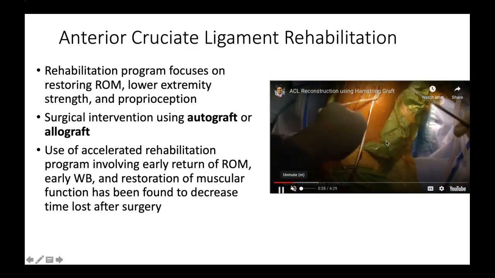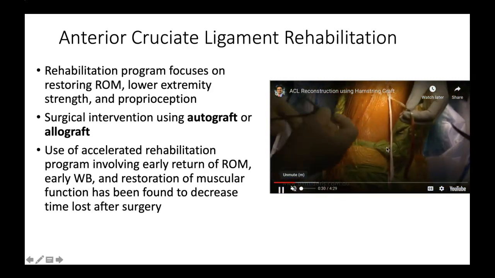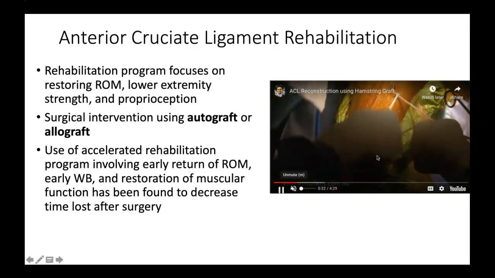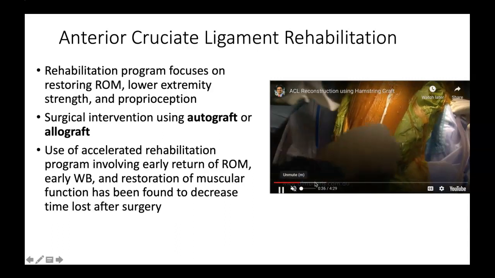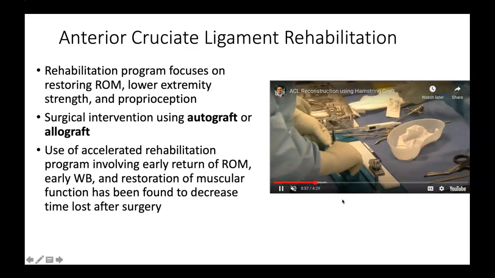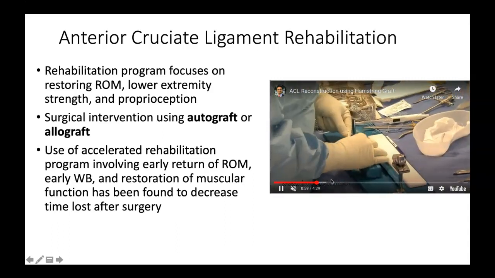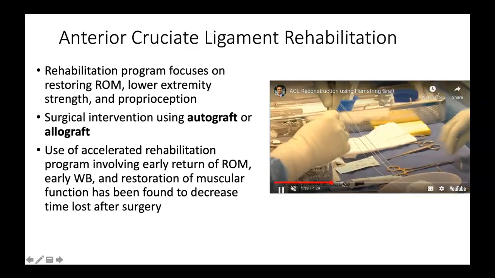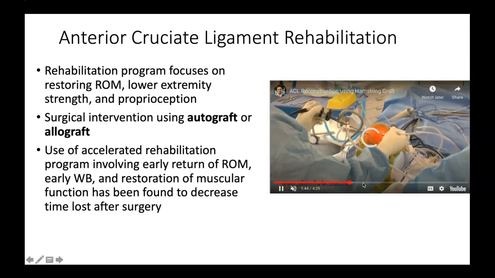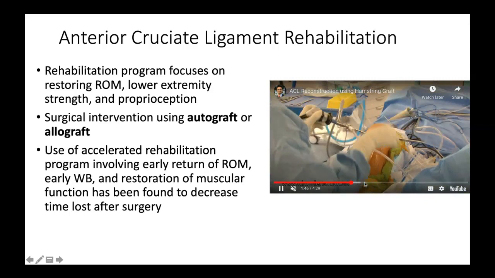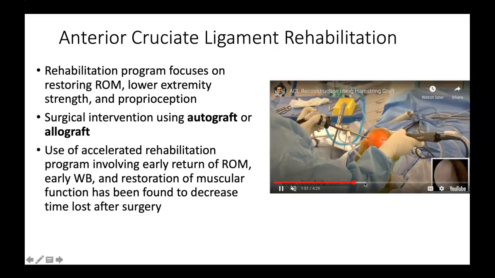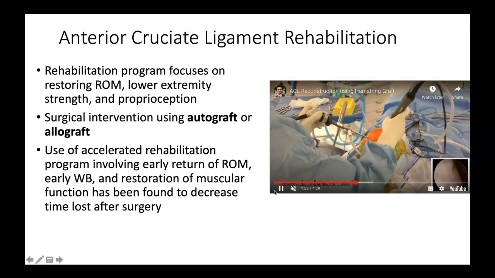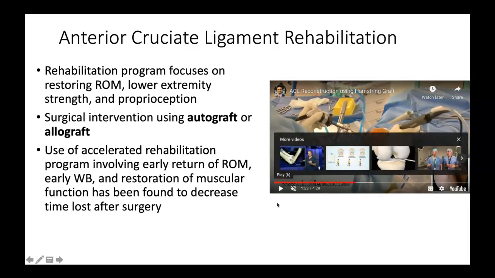So we have the tendons of the semitendinosus. They're going to resect those, and they're going to use those tendons to create a graft. So you can see that graft being created here. And then essentially what they're going to do is open up the knee joint and attempt to repair that ACL. So we can see, you guys, that this is a pretty invasive surgery. And so rehab is a delicate topic.